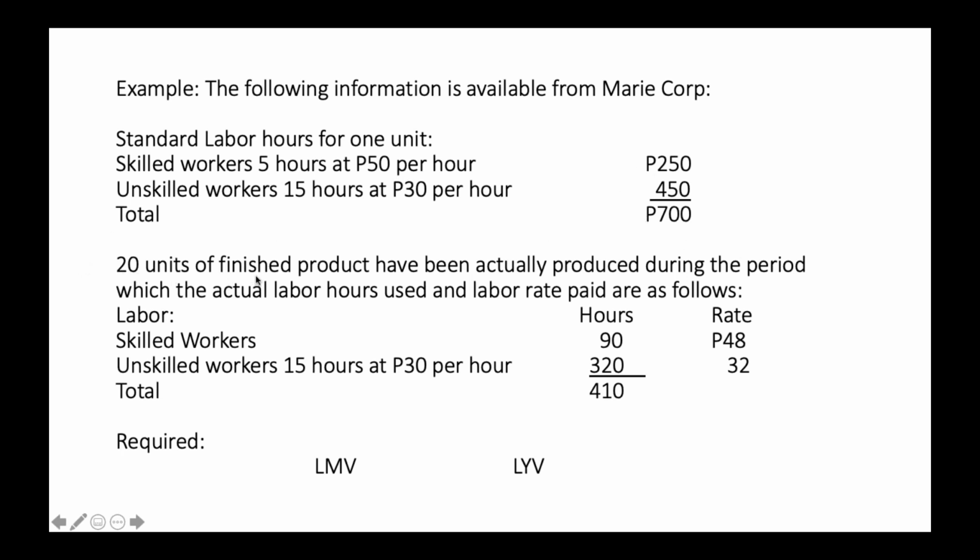Now, the 20 units of finished products have been actually produced during the period with the actual labor hours used and labor rate as follows. For the skilled, the actual hours consumed is 90 at 48, and unskilled is 320 at 32.